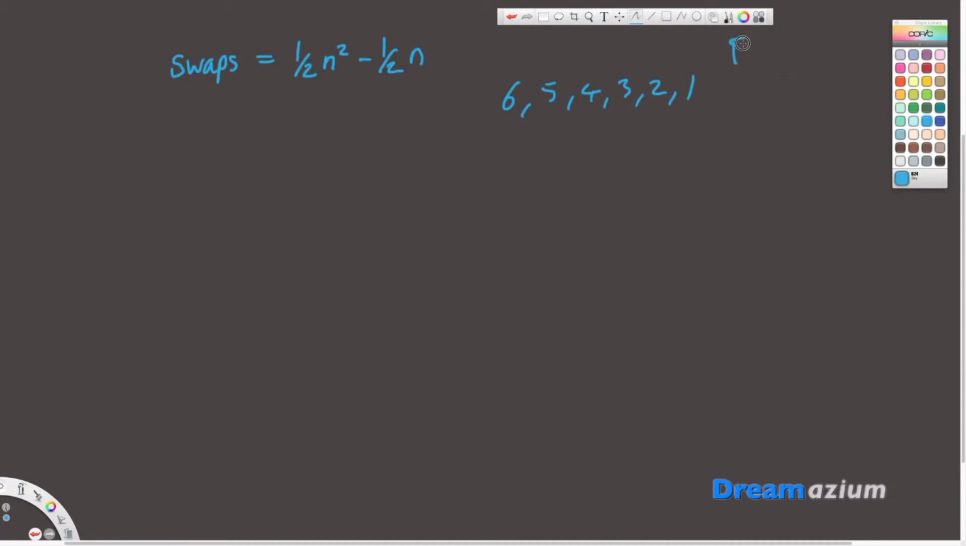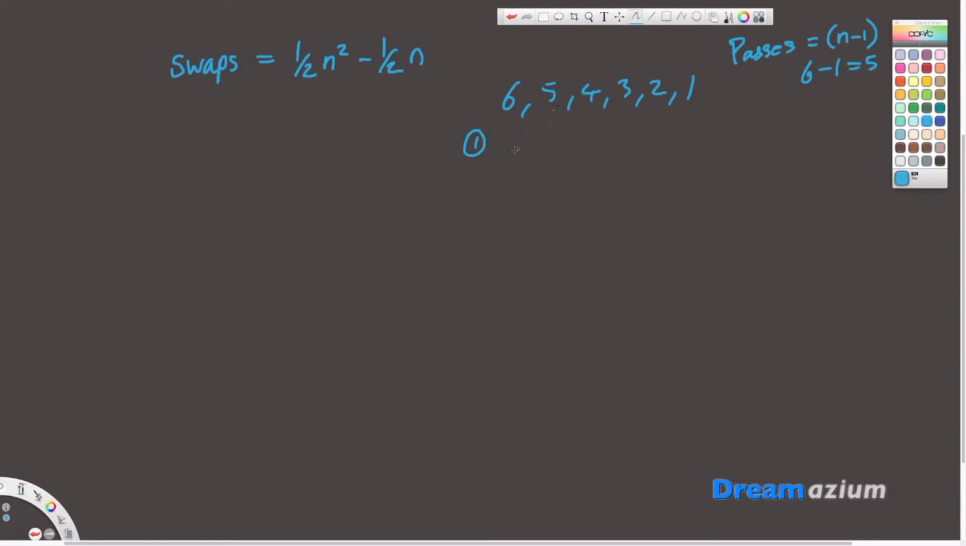We know that the passes equals n-1, so that's 6 minus 1. Whoops, not 6 equals 1. That doesn't work. 6 minus 1 equals 5. So each time we pass through this list, there's going to be a number of swaps.